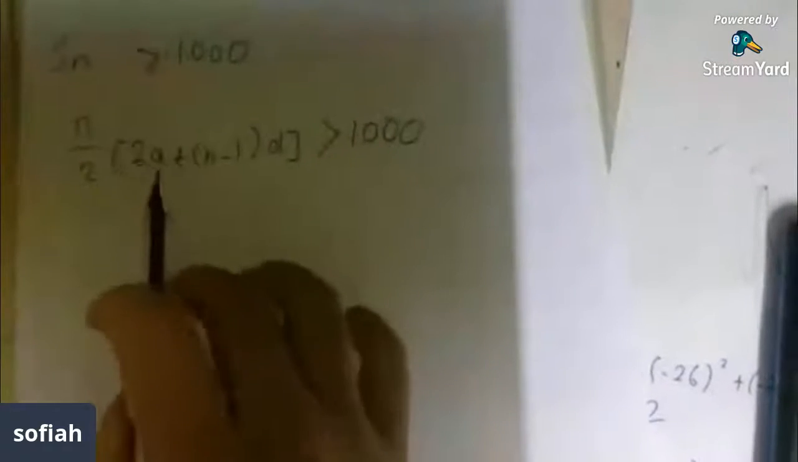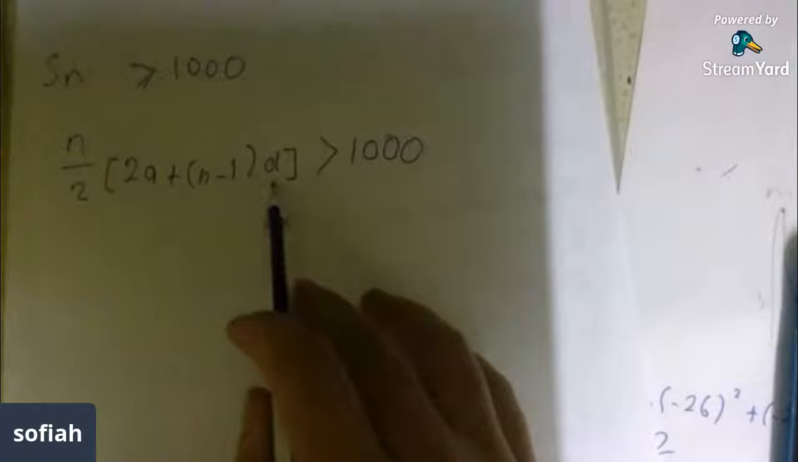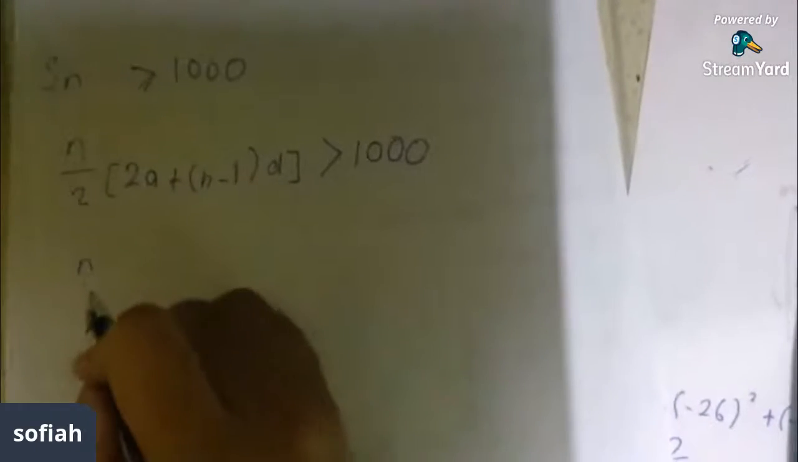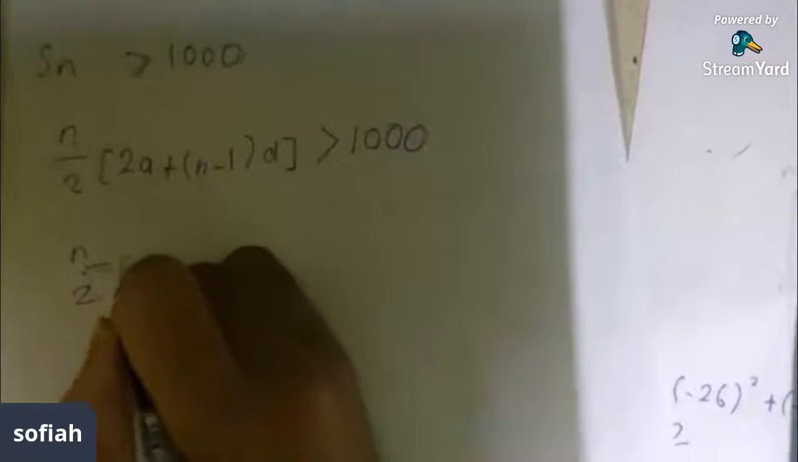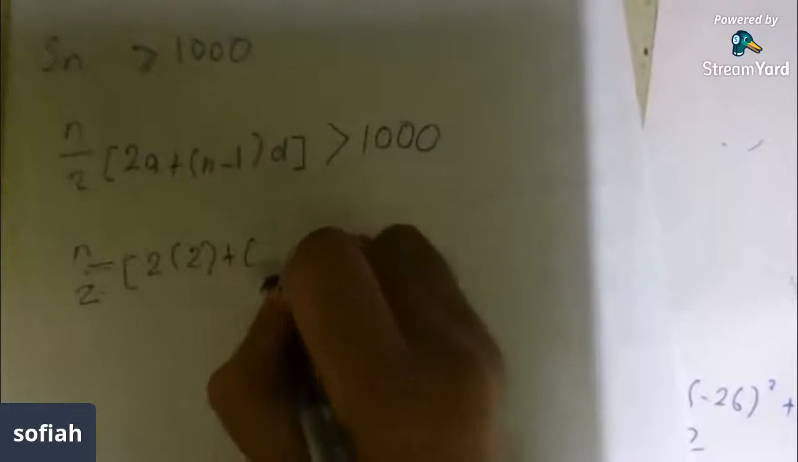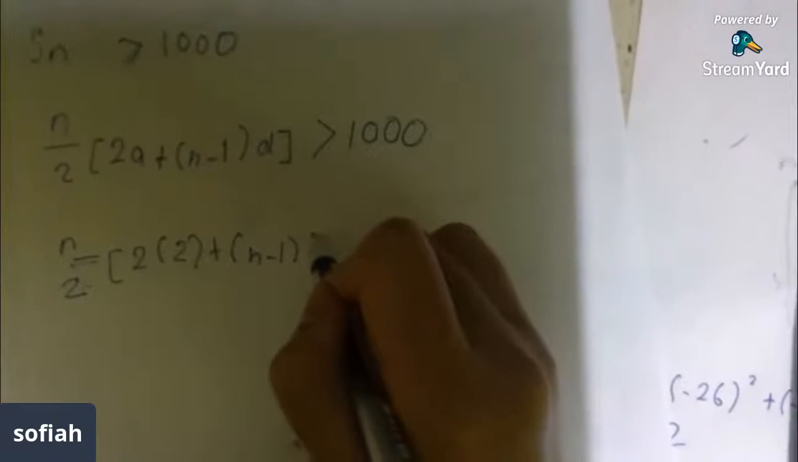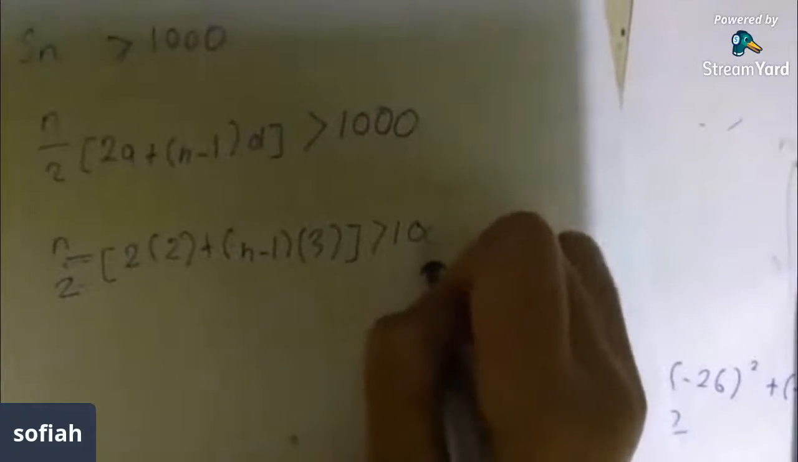So we have known that the value of A is 2 and the value of D is 3. So we just substitute n over 2, 2 times 2 plus n minus 1, and 3 is more than 1,000.